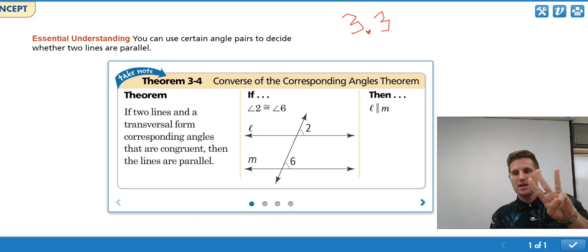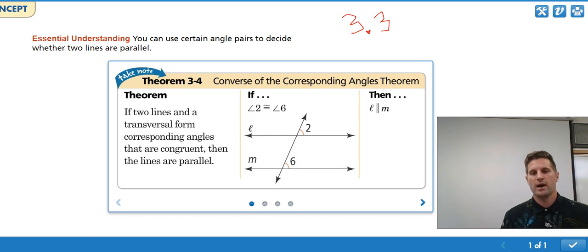So in 3.2, we had our first set of theorems that said if we have parallel lines, then corresponding angles are congruent. And so you're going to write down 4 theorems. Make sure you draw the picture. I want it to look just like this.